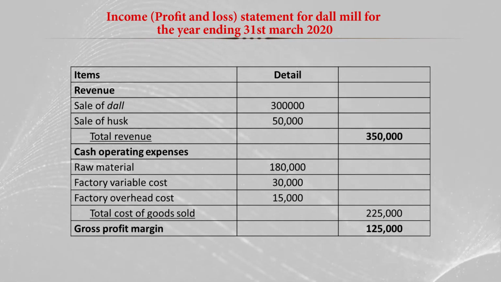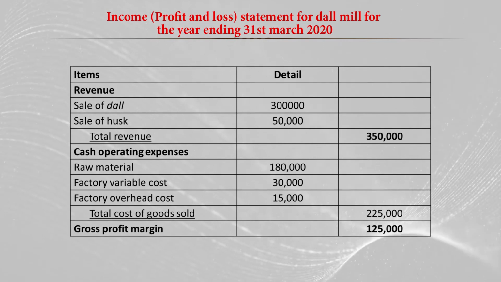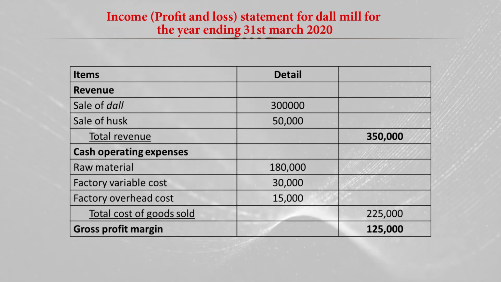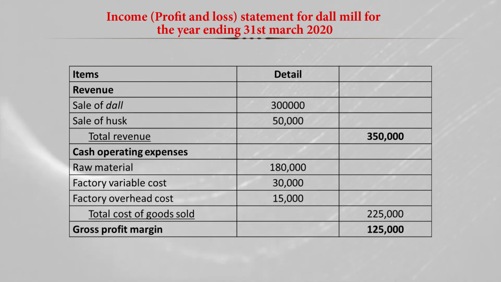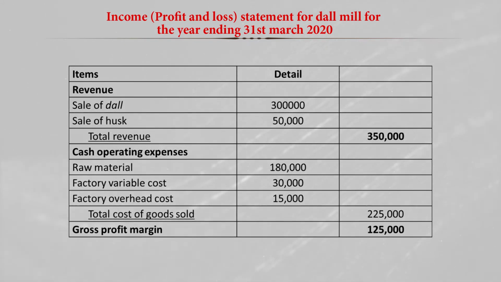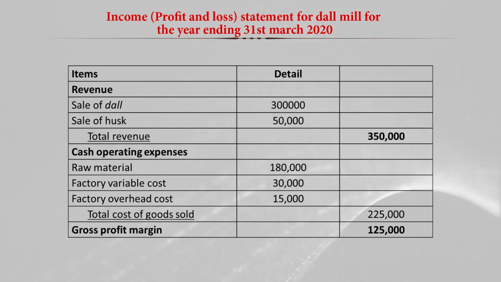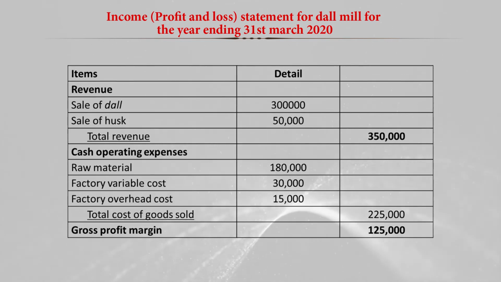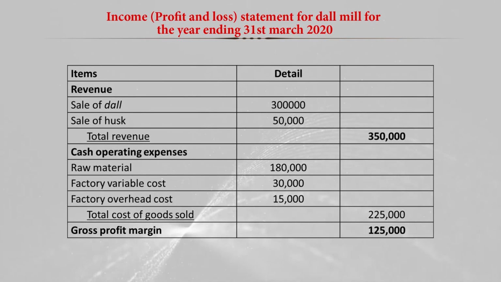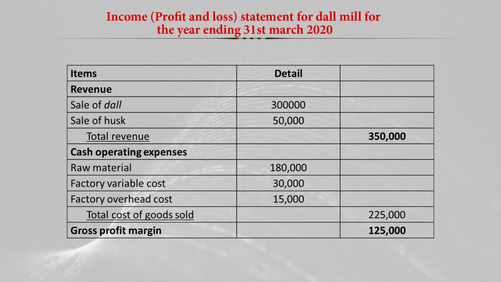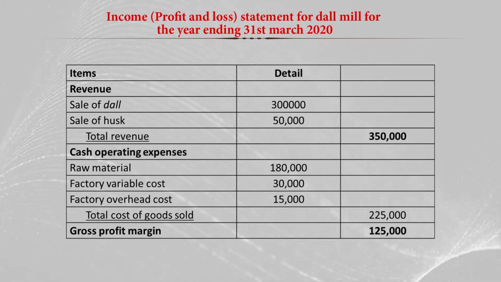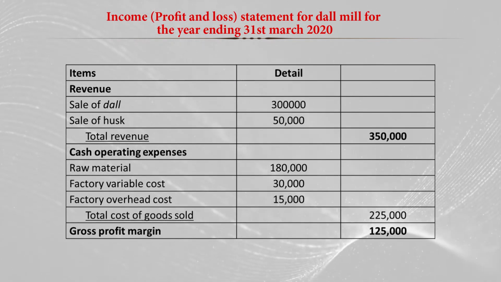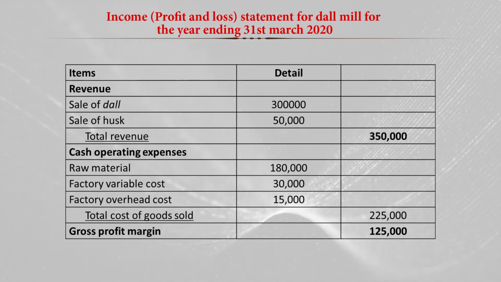So here you see, first we have prepared the revenue stream. In case of revenue, there are two sources. First is the sale of the dal, then the sale of the husk. The sale of the dal is 3 lakh rupees, and the sale of husk is 50,000 rupees. So total revenue is 3,50,000. And then we calculate the operating expenses, like the raw material. Here raw material is 1,80,000. Factory variable cost, like electricity cost, then wages, labor cost.